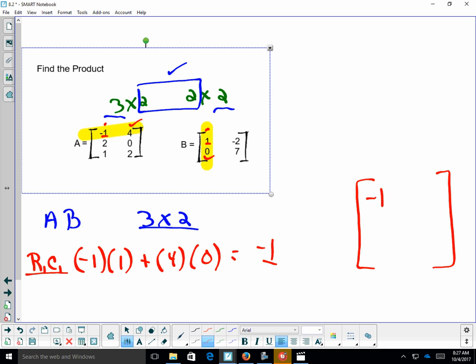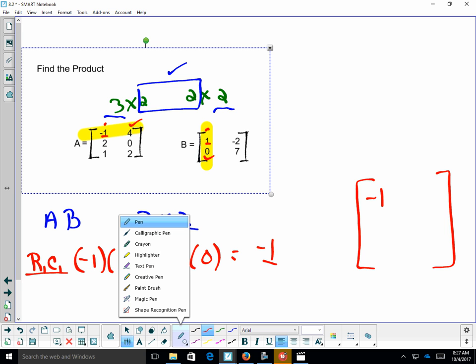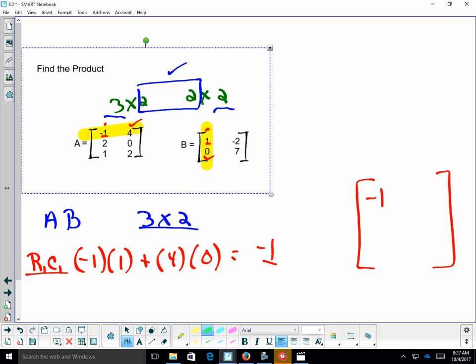So I multiplied row 1 times column 1. So I'm going to stick with my rows. And now I'm going to multiply row 1 again. But I've already multiplied it by column 1, so it should make sense to you that now we're going to multiply it by column 2. So I'm writing myself in my notes. And I'm taking row 1 times column 2.